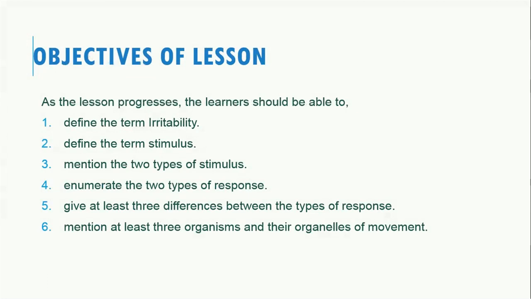Objectives of the lesson. As the lesson progresses, the learners should be able to: 1. Define the term irritability. 2. Define the term stimulus. 3. Mention the two types of stimulus. 4. Enumerate the two types of response. 5. Give at least 3 differences between the types of response. And 6. Mention at least 3 organisms and their organelles of movement.